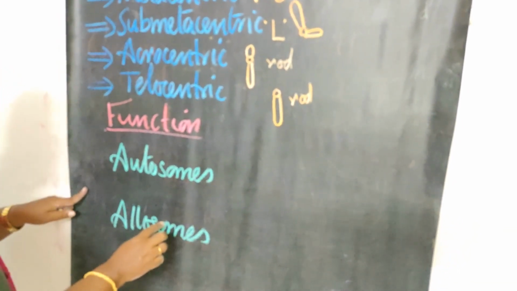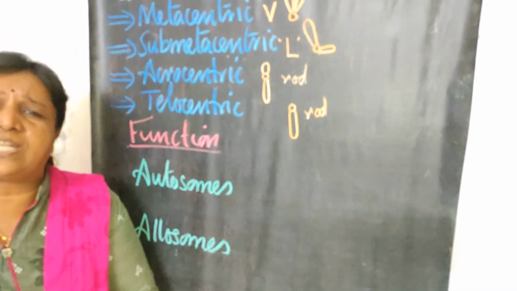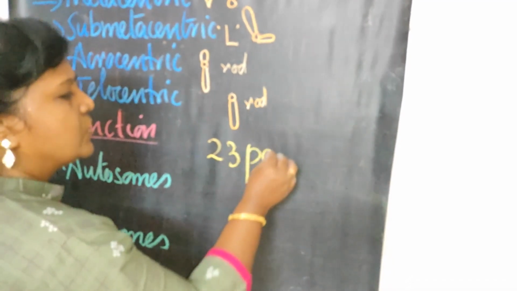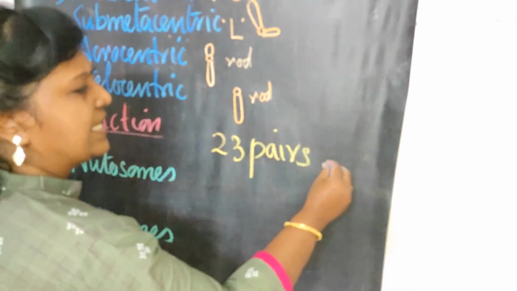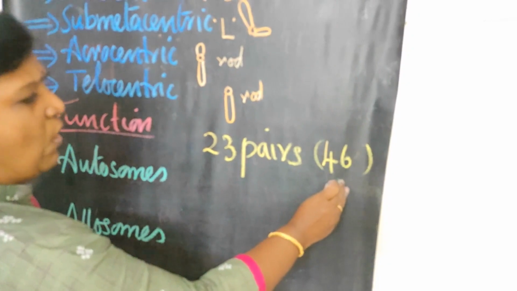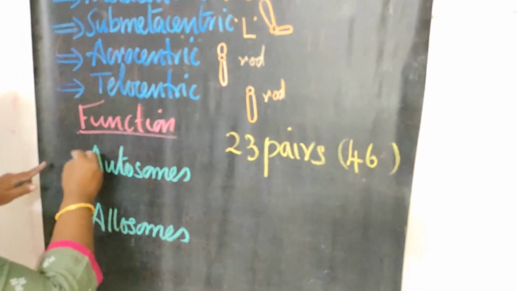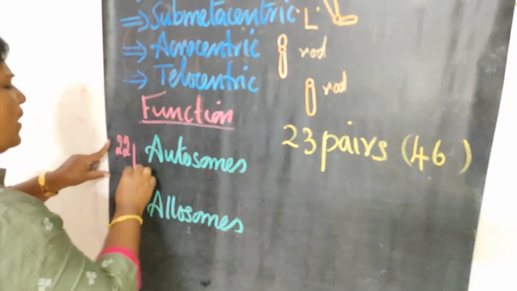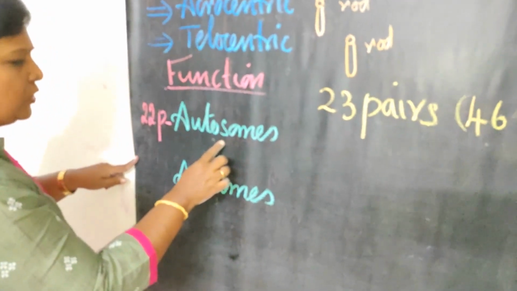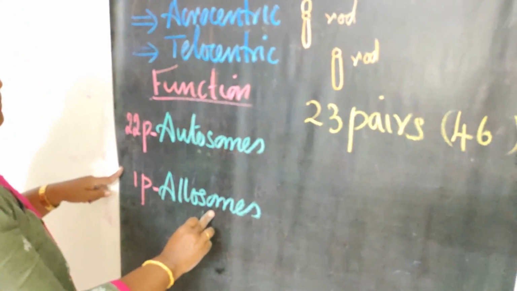Autosomes and allosomes. So how many pairs of chromosomes are seen in our body? Yes, 23 pairs, or we can say 46. Of these 23 pairs, 22 pairs are said to be autosomes, and the last one pair is said to be allosomes.